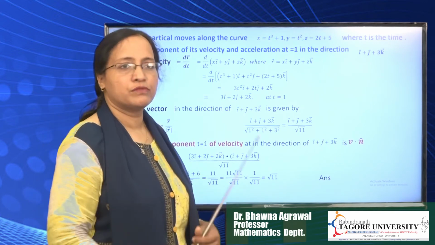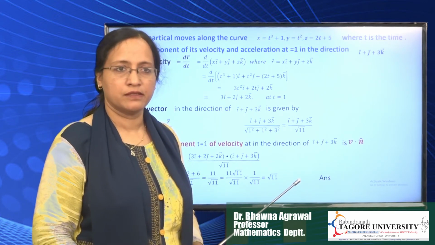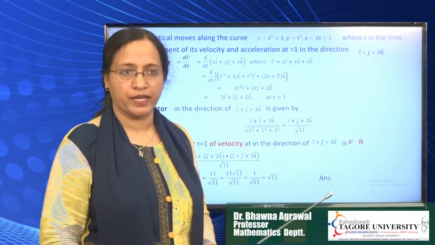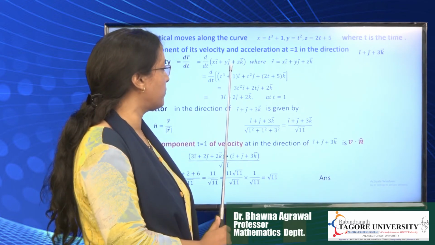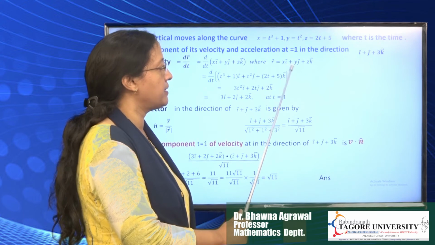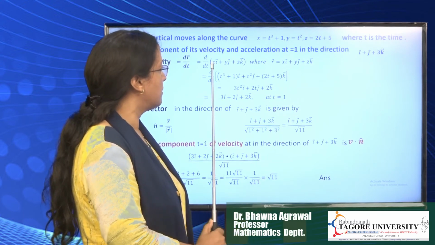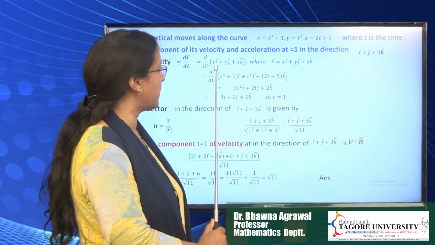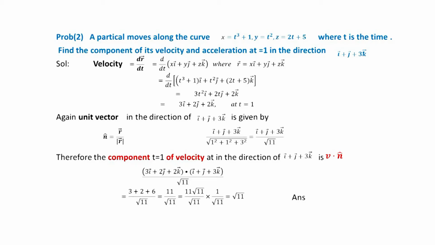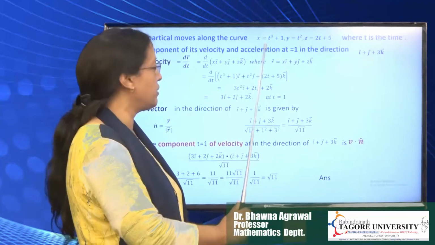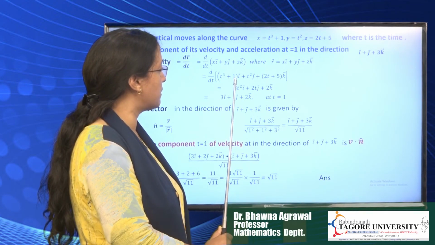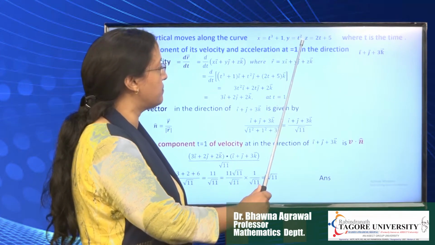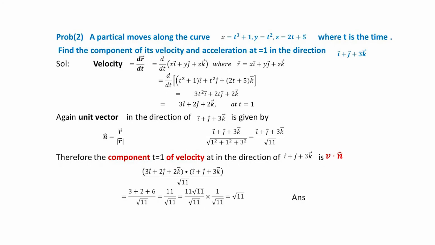Now, as we know, velocity is equal to dr by dt. r was the position vector. Substitute the value of r over here. As we know, r is equal to xi plus yj plus zk. Before differentiating, substitute the values of x, y and z from the given equation. Value of x is t cube plus 1, value of y is t square, value of z is 2t plus 5.